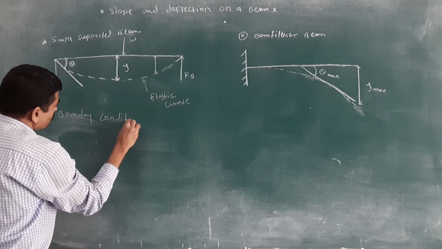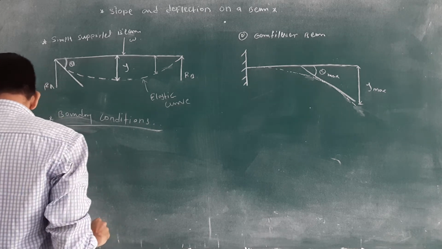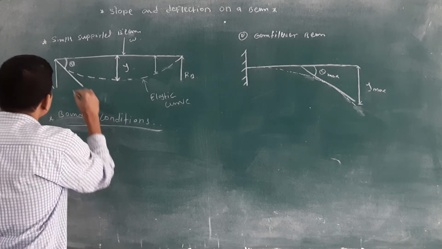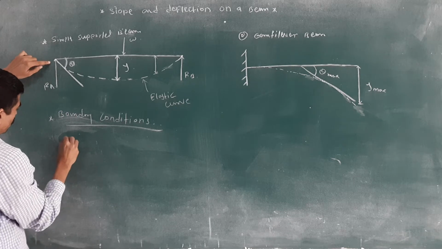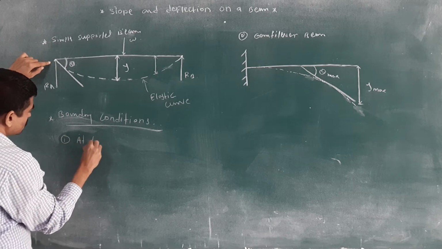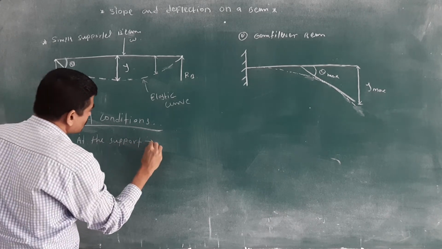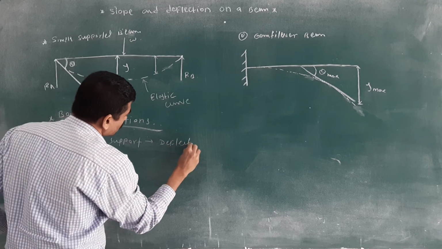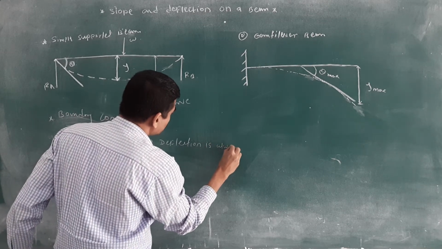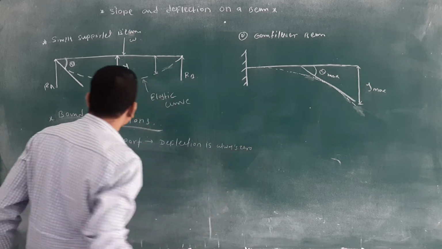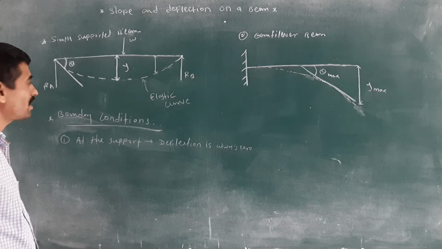for the simply supported beam. Boundary conditions. Check that at the support, deflection is always 0. If you consider the simply supported beam, what is the first boundary condition at the support? Deflection is always 0. How much deflection will we get at the support? Deflection is always 0. Remember that first boundary condition at the support: here you have to consider the deflection is always 0.